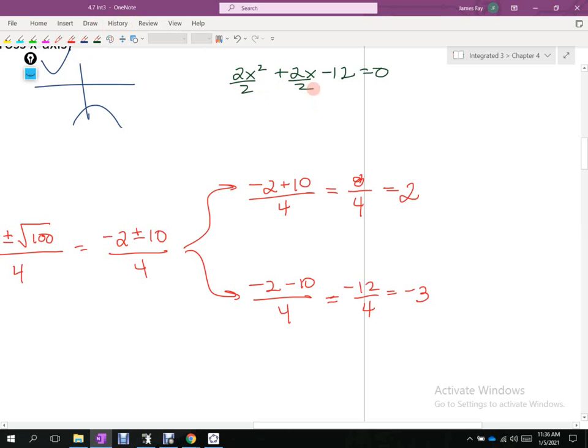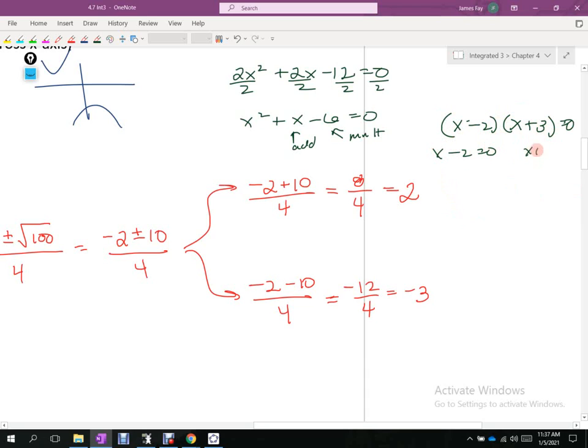So if I divide everything by 2, I get x squared plus x minus 6, right? Can anybody think of two numbers that multiply to get me -6 and add to give me 1? -2 and +3, good. And if those are equal to 0, solve this, x minus 2 equals 0, x plus 3 equals 0. Does that give me x to be 2 and x to be -3? Are those the same exact answers we got using the quadratic formula?